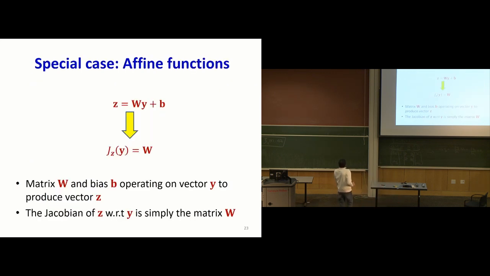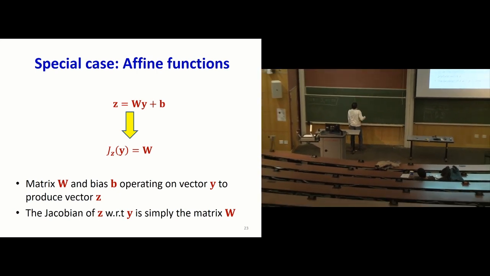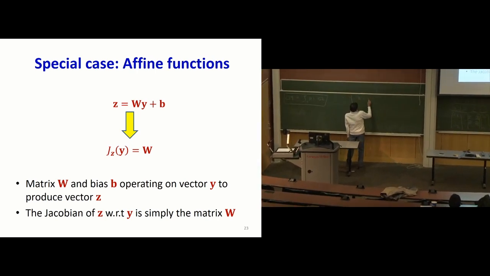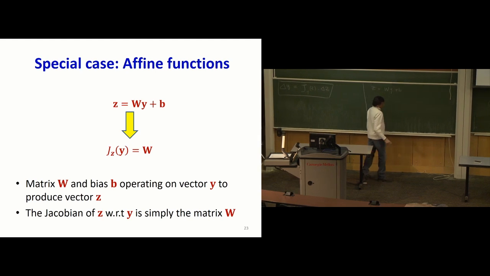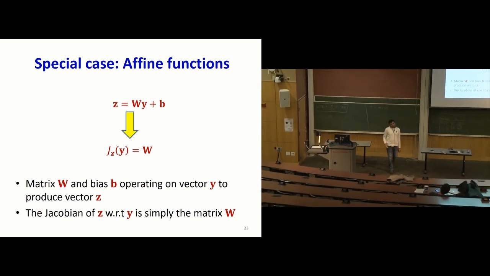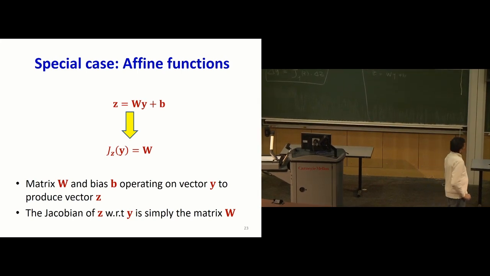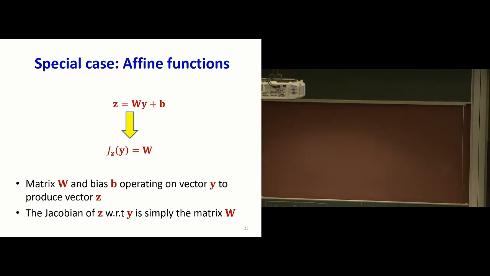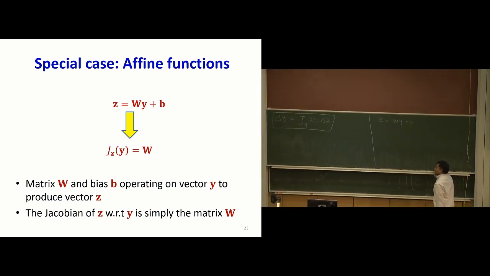Now, let's look at a special case of affine functions. Here, I'm defining z equals w times y plus b. Now, I flipped the order. Here, z is a function of y, but this is just an affine function. z is a vector, y is a vector, w is a matrix. Then what is the derivative of z with respect to y?